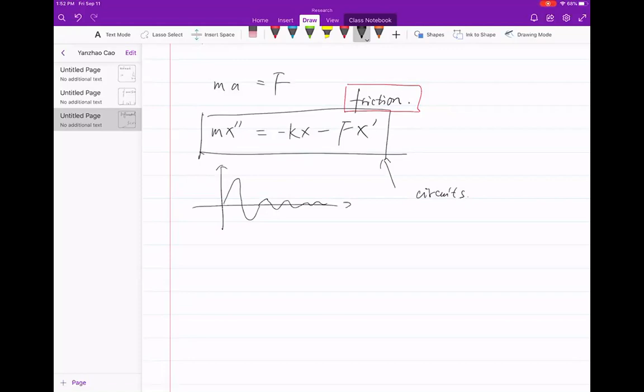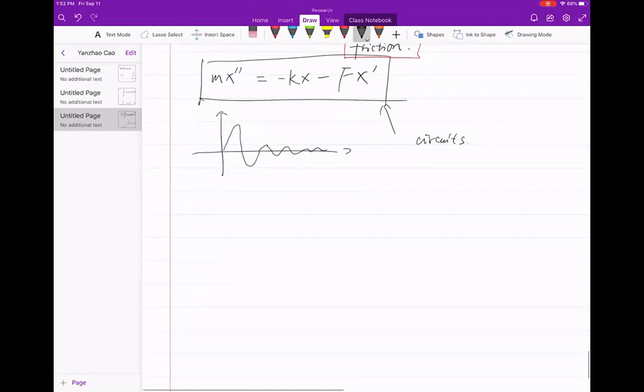Sounds good? That's the second order derivative, second order differential equations. I think that's enough introductions. Do you guys have a rough idea about what the differential equation is now?